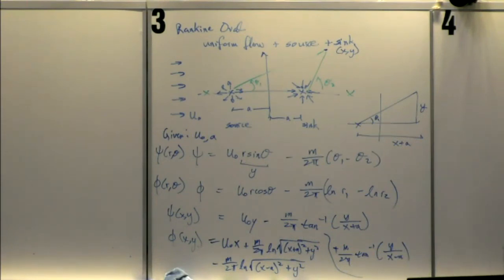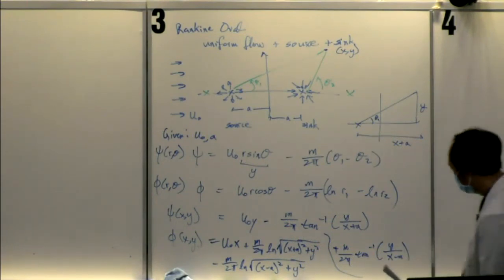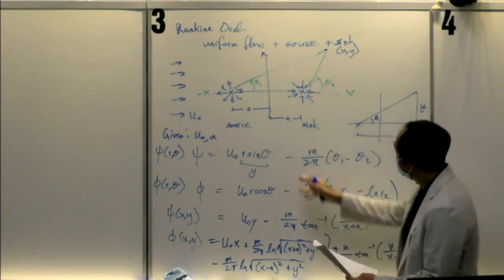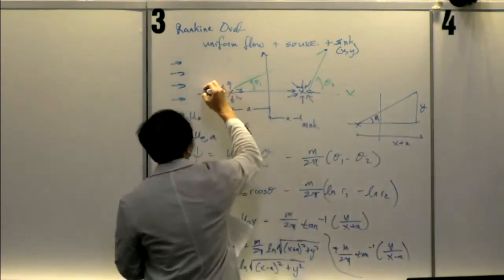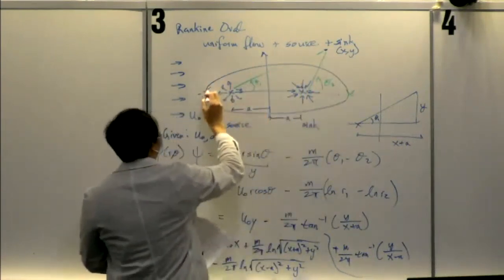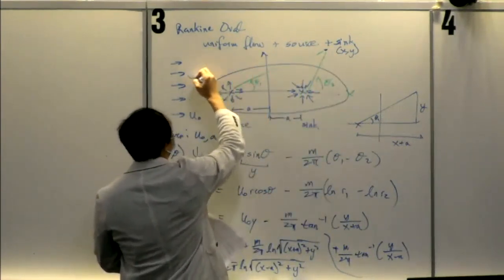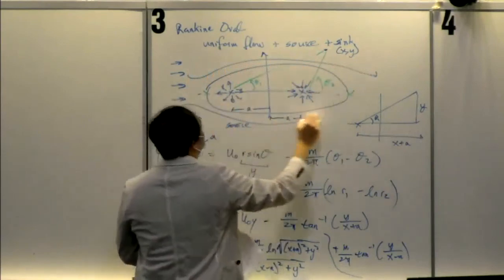Okay, so what are you supposed to do with this? You're supposed to calculate where u equals 0 and v equals 0, and show that these two are stagnation points. Ultimately, if you do this right, it's going to look like this, where that is basically just one streamline and stuff's going to go like this.